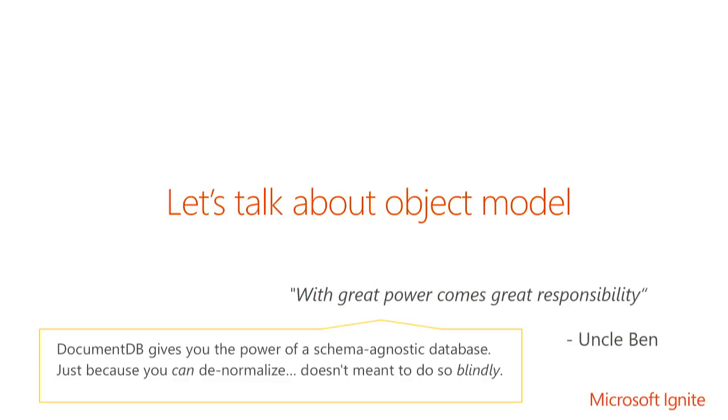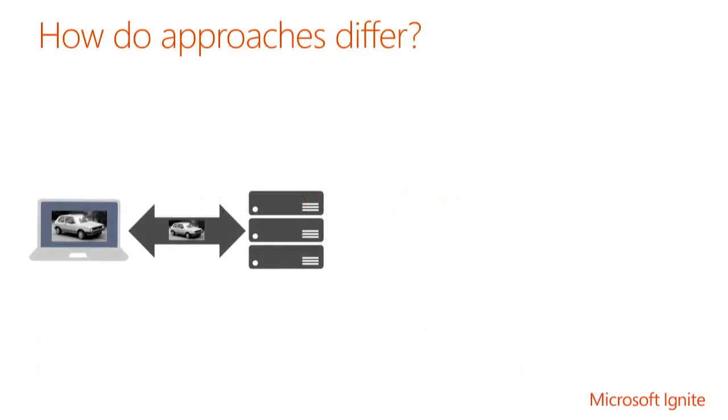In general, we basically have built a schema-agnostic database. We allow you to ingest records of arbitrary schema. And this means, because it's JSON, you can also denormalize. But just because we let you denormalize doesn't mean you always should. You should still think about how you model this data.